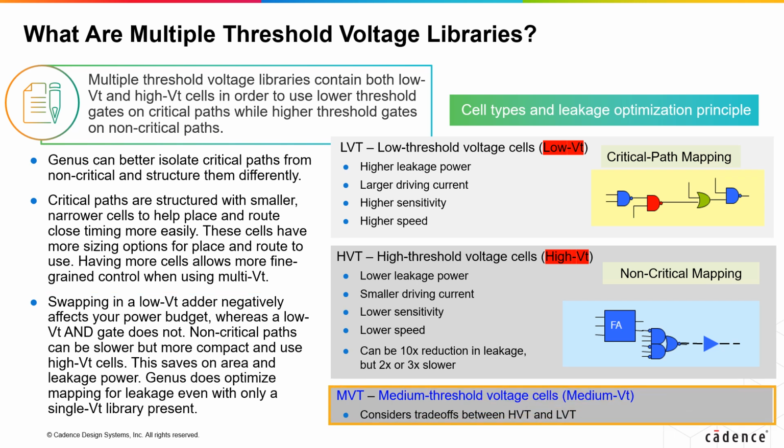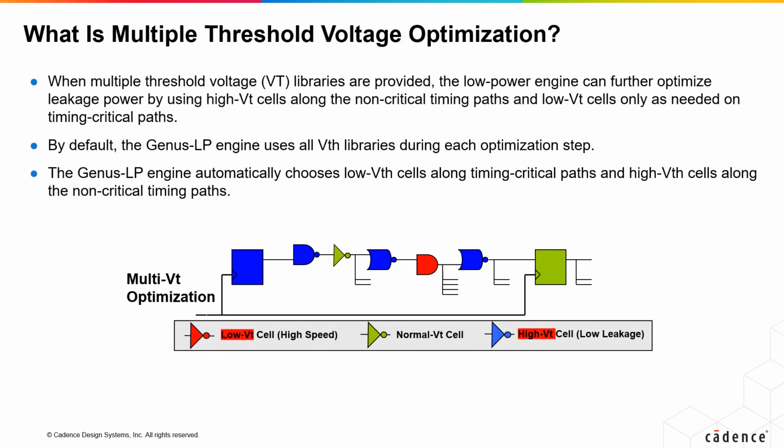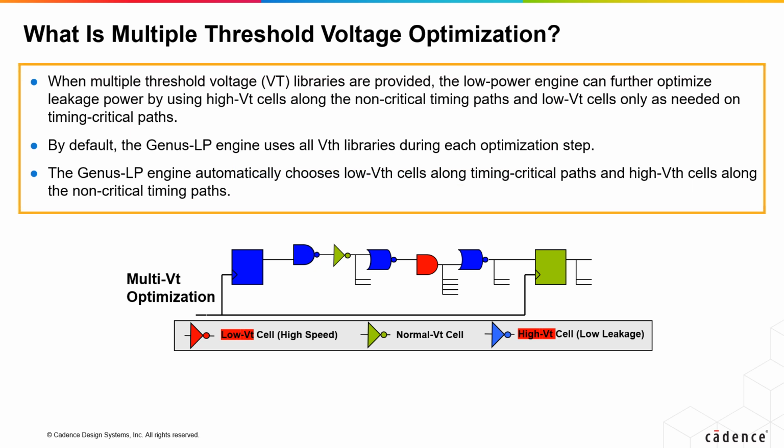The synthesis tool can also use medium threshold voltage cells, medium VT, MVT, which considers the trade-off between HVT and LVT. Cadence supports multi-VT libraries. Cadence can optimize your design accordingly when you provide a multiple threshold voltages library. If you want to optimize leakage power, it will choose high VT cells along the non-critical timing path and choose low VT cells only as needed on the timing critical path.